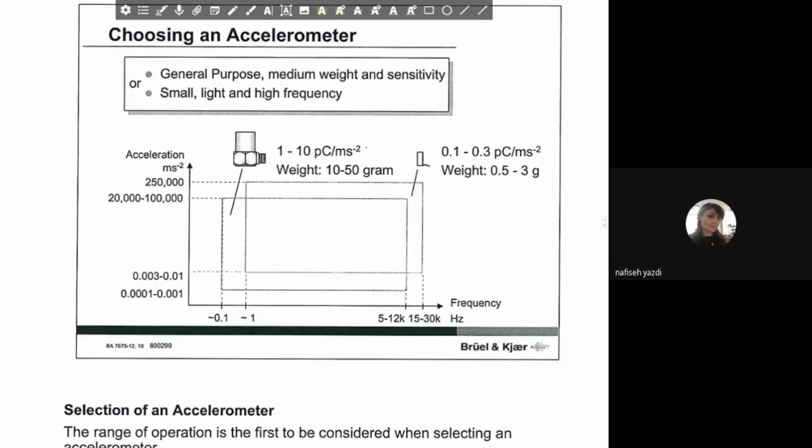And in this picture you have a rough idea of what the typical weights and sensitivities of your accelerometer are.